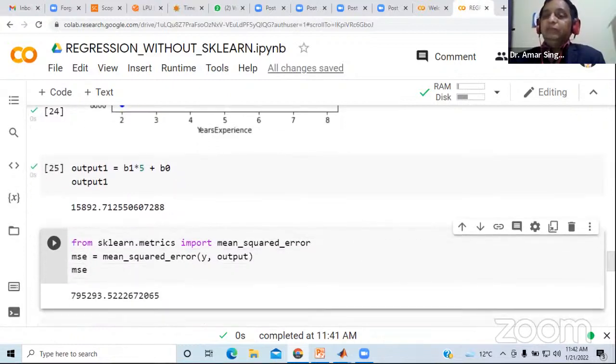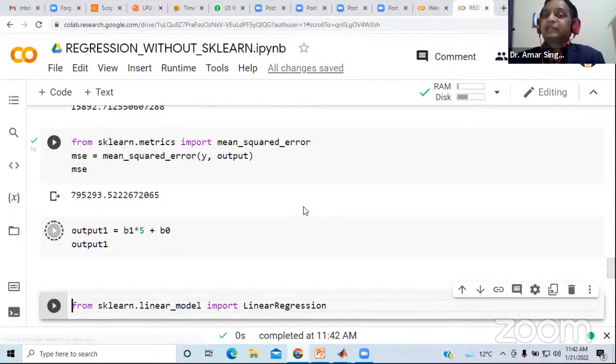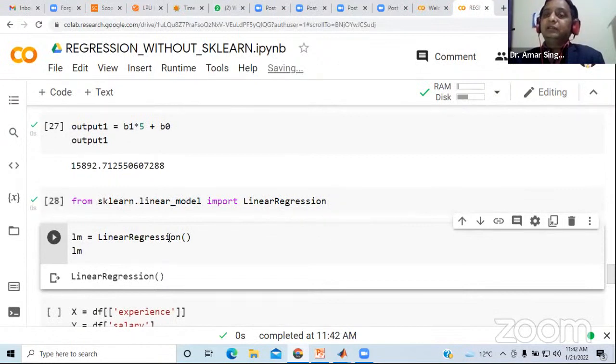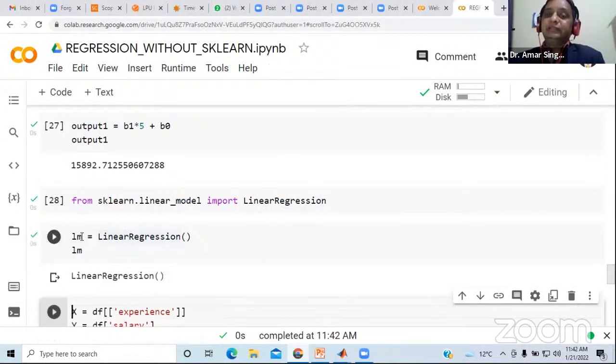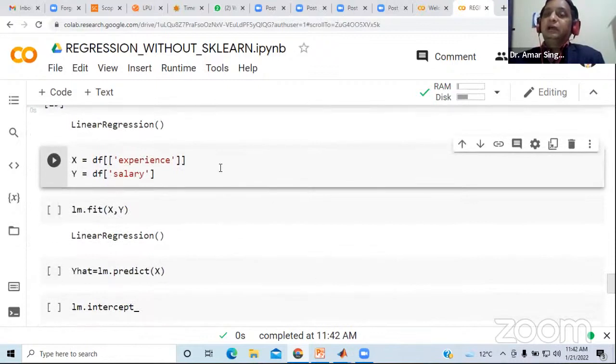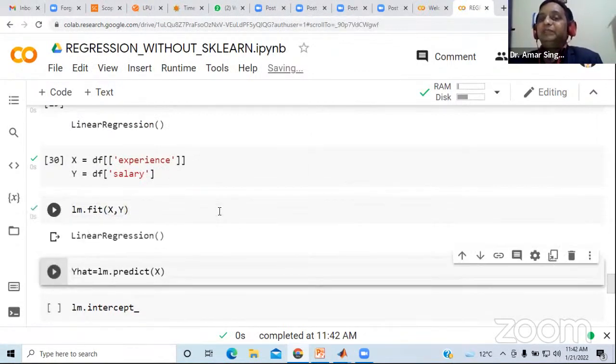15,892 salary. Now, if I want to implement it with the help of sklearn, there is no need to write any mathematical equation. You have to import linear regression from sklearn. After importing linear regression, you will create the instance of linear regression, that is lm. Then I am having two columns, experience and salary. So X is my input and Y is my output. Now, rather than typing the mathematical equation, I shall just type the command lm.fit. So with the help of lm.fit, my model will be created automatically. So with just one command, I have computed my model.